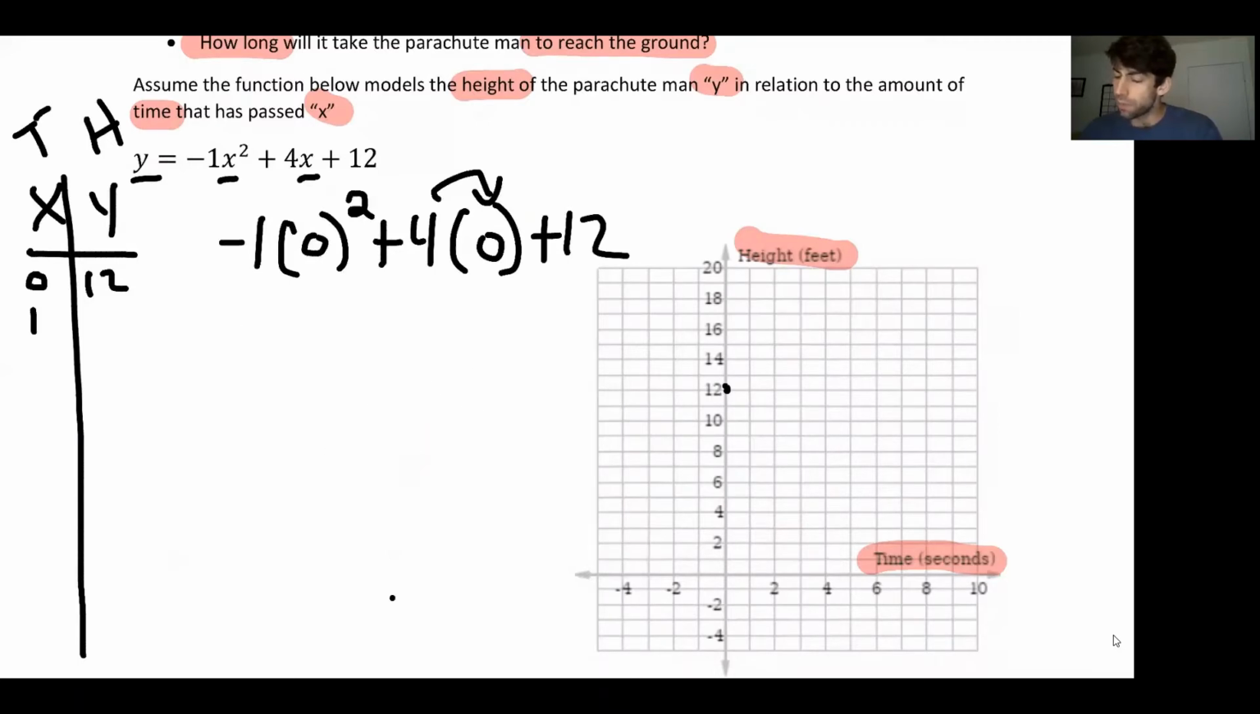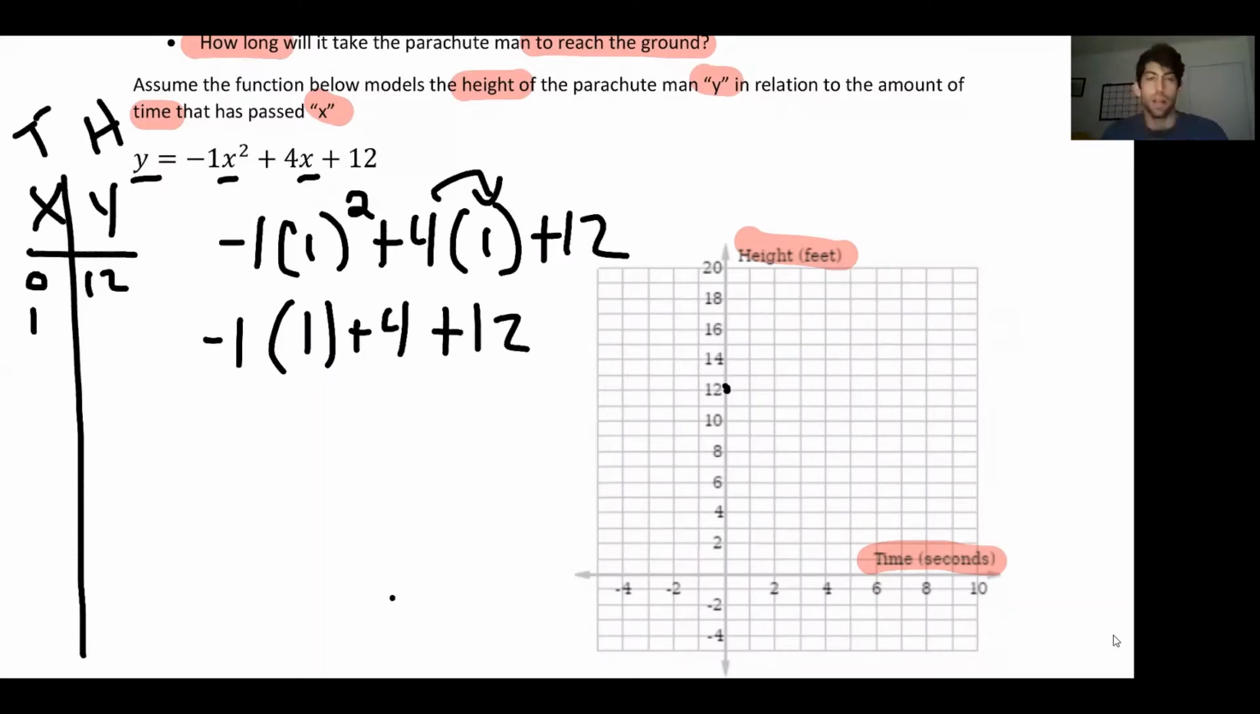Now we can leave everything besides these zeros because we're just going to replace those, because the new x we want to try is 1. We're going to replace those with a 1. All right, so let's do the 1 squared now. 1 squared is 1 times 1, which is 1. 4 times 1, because we distribute the 4, is 4, plus 12.